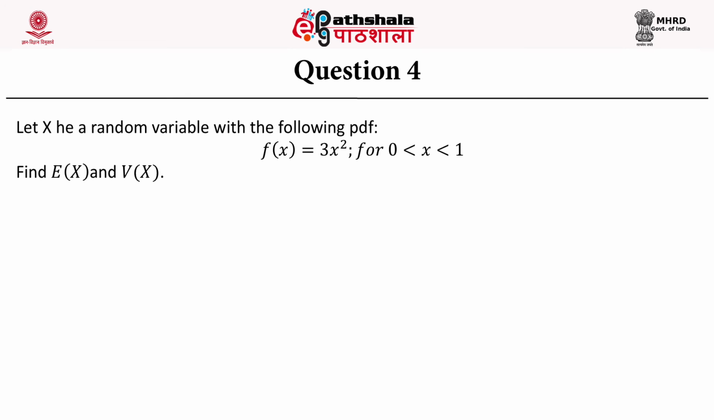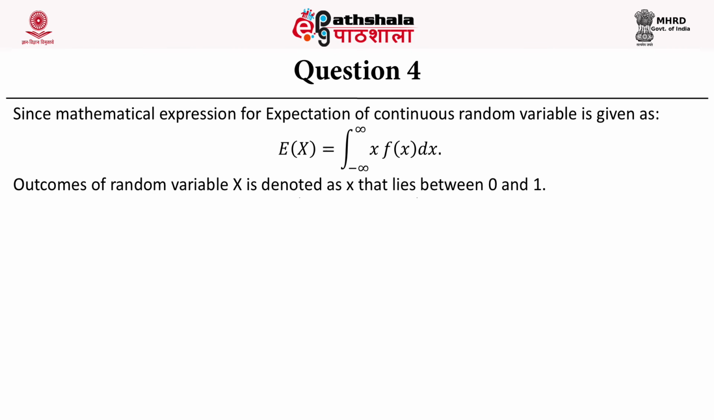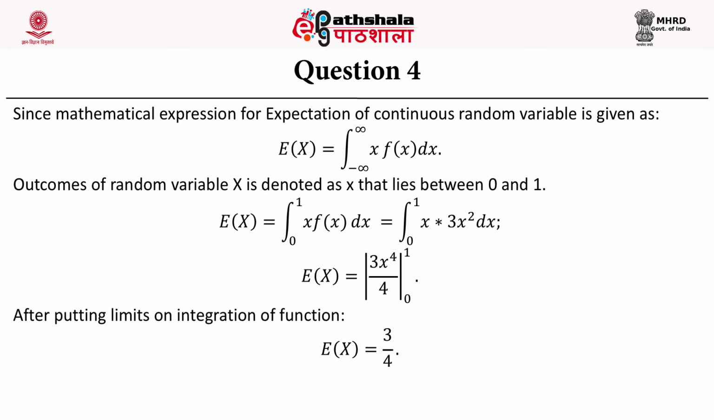So here we have an example: let x be a random variable with the following PDF. f(x) is equal to 3x square, where x lies between 0 and 1. We are interested in finding the expectation and variance. The mathematical expression for the expectation of a continuous random variable is given here as expectation of x equals the integral from minus infinity to infinity of x f(x) dx. So the outcome of random variable x lies between 0 and 1. So expectation of x is the integral from 0 to 1 of x f(x) dx, that is 0 to 1 of x times 3x square dx. After solving the integration and putting in the limits, we will get the value as 3 by 4.